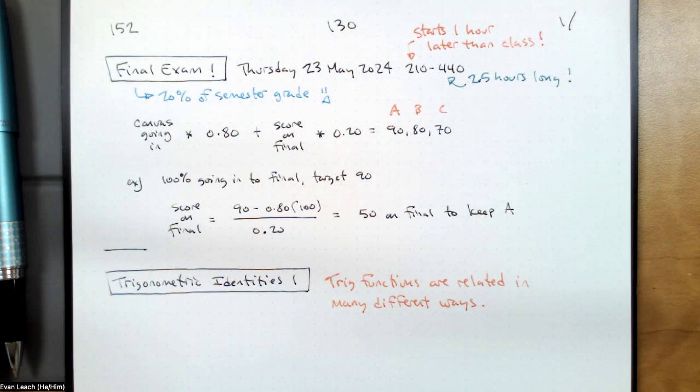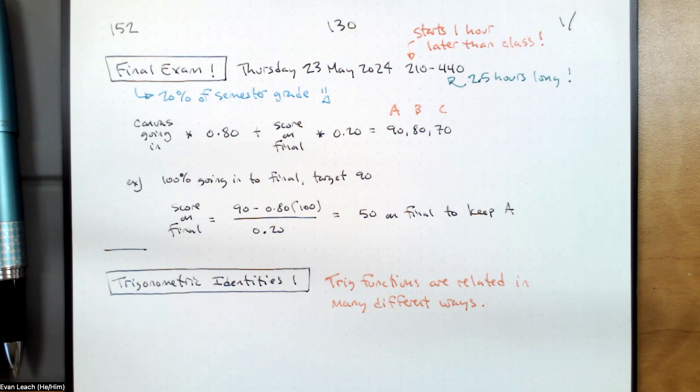Today we want to talk about trigonometric identities and how we as trig students need to think about trigonometric identities. Here's the important thing to know. Trig functions, sine, cosine, tangent, secant, cosecant, cotangent, and the others, they're all related in a lot of different ways.